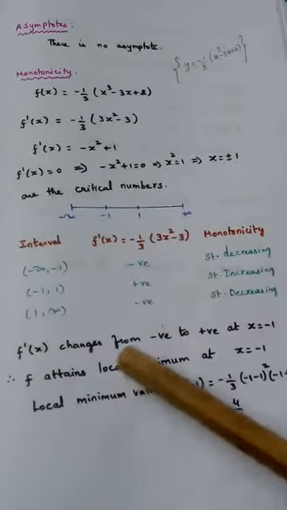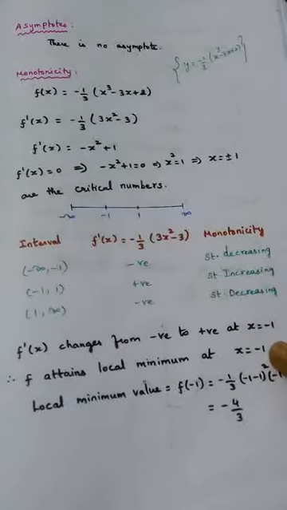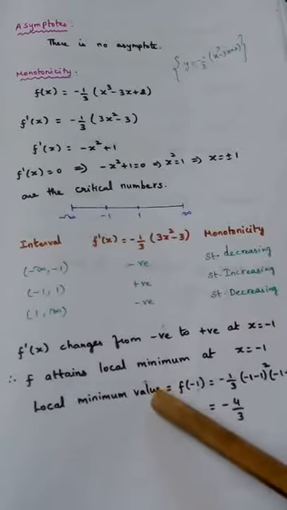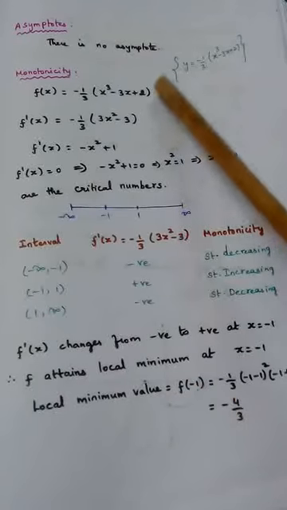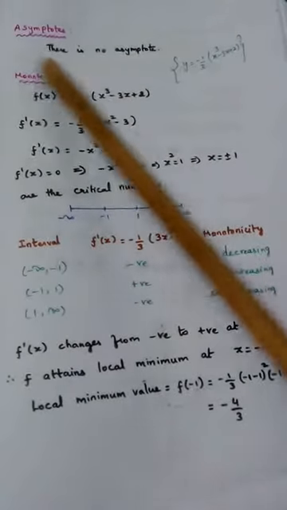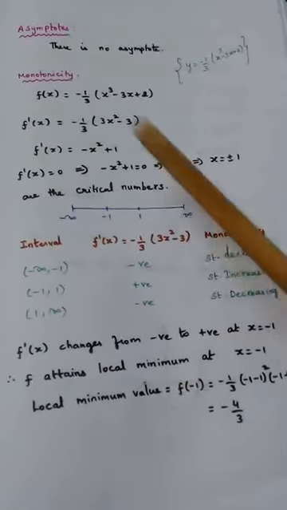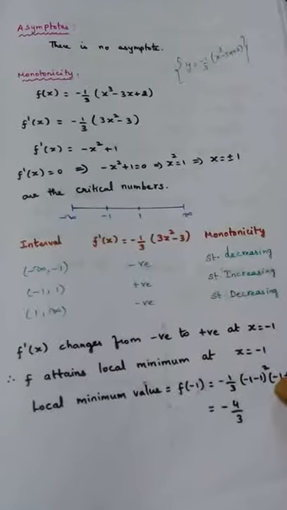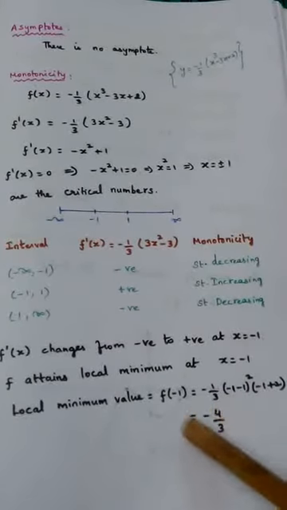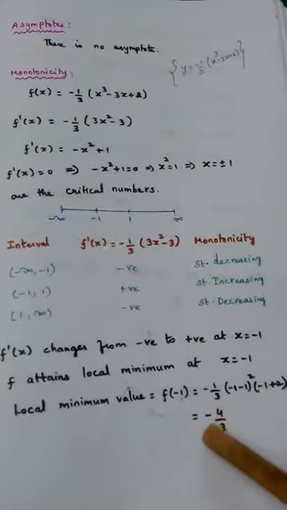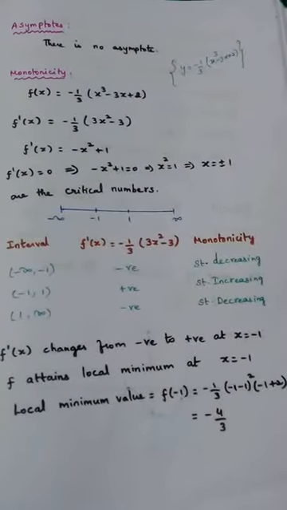F attains local minimum at x equal to minus 1. Local minimum value, how to find out? F of minus 1. In the function f of x, put minus 1 in place of x, substitute, and the answer is minus 4 by 3. Minus 4 by 3 is called local minimum value.